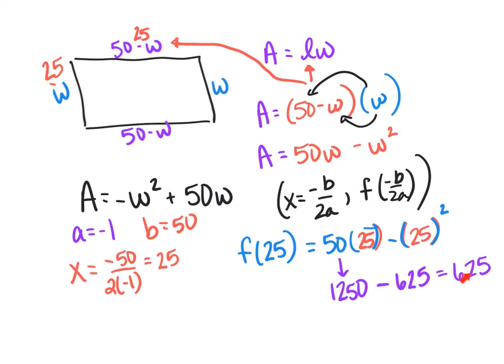And notice I worked this problem out. What I really could have done, though, is come back up to this rectangle. I know the width is 25. The length is 25. Area is equal to length times width. So that's just 25 times 25, which will also give me 625. So again, when we do this, I know that the maximum width is going to occur at 25. That actual maximum area is going to be 625.